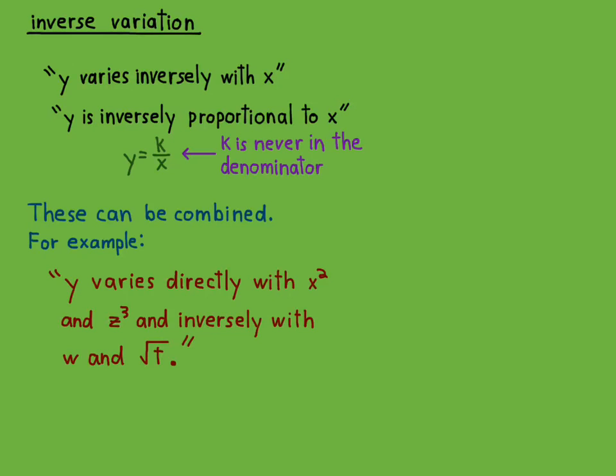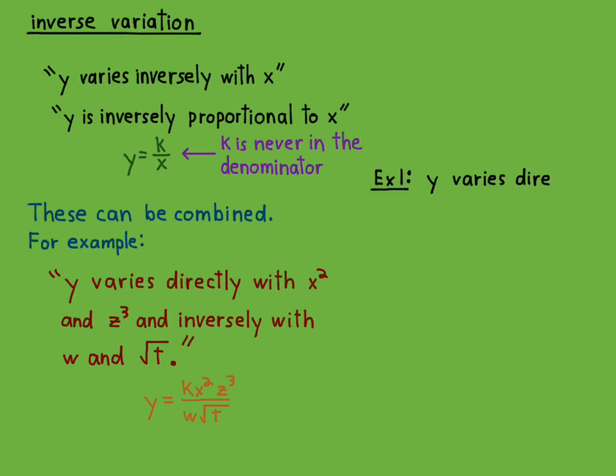It won't work. So you have y equals k, x squared, z cubed, over w and square root of t. It varies inversely with the w and square root of t. That's why they're in the denominator. It varies directly with x squared and z cubed. That's why those are in the numerator. And then I have my k, my constant of proportionality there.